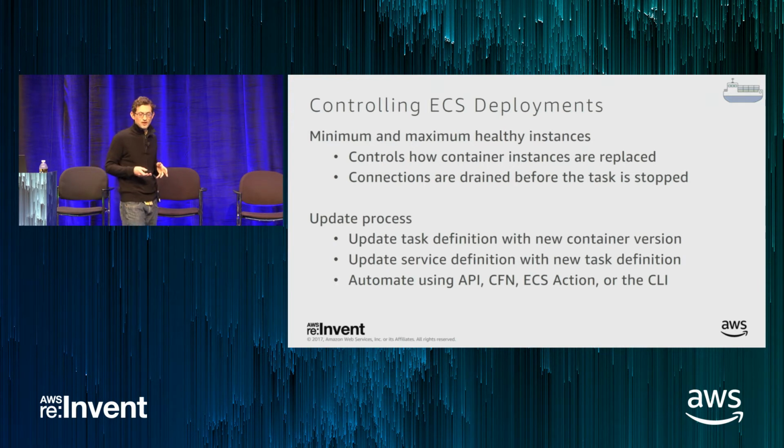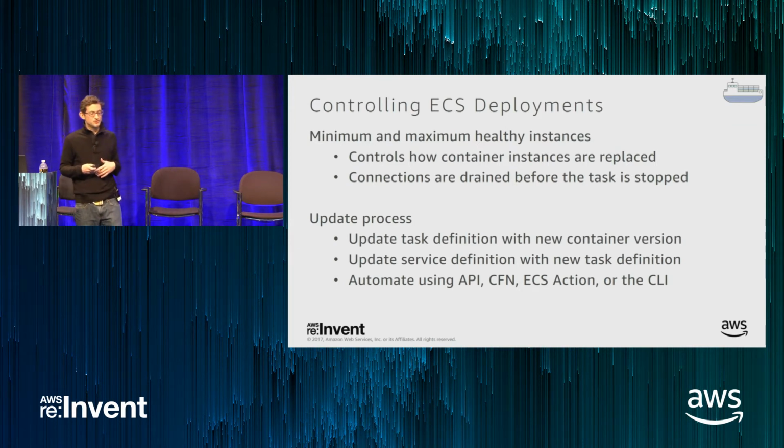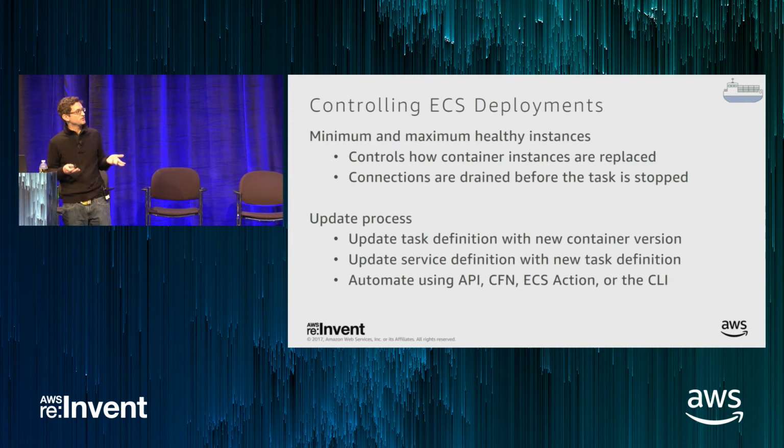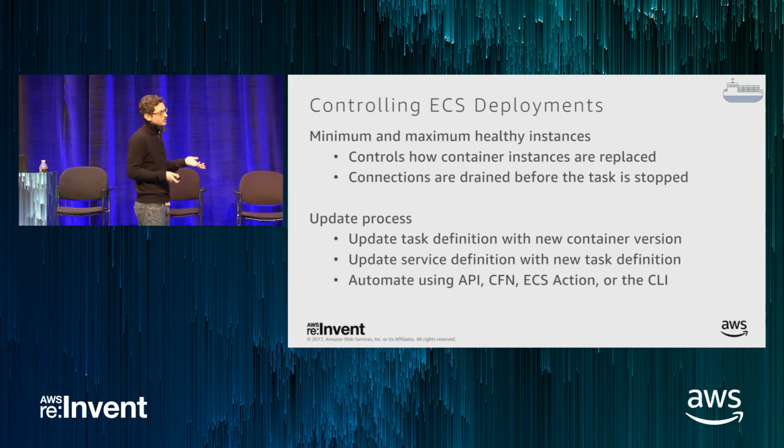Now, be aware that when the scheduler deploys a new version of the task, your connections to the task are gracefully drained first before the tasks are terminated and replaced with the new version of the task. And to trigger a deployment, all you really need to do is call the update service API. And this can be done a variety of ways: directly through the API itself, or through the CLI, or through CloudFormation, or even the new ECS.